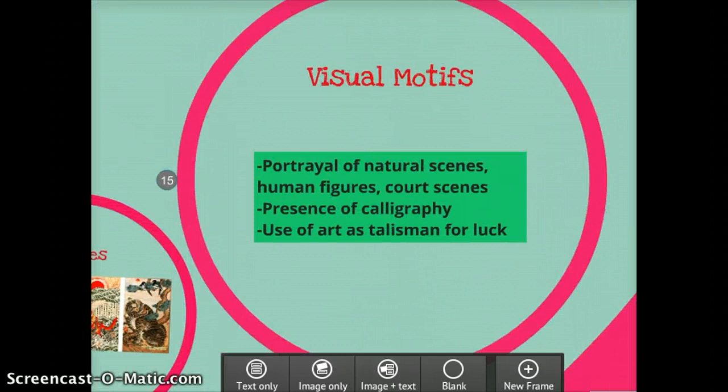So for visual motifs, you're going to see a lot of natural scenes, a lot of human figures, a lot of court scenes, again, just to bring emphasis to the grandness and the specialness of the court and that lifestyle. You'll see a presence of calligraphy, which you won't really see in other art, so that could be a visual motif that would tell you it was from Asia. You'll see also not exactly a supernatural element, but a belief in things like luck and fate and sending out that sort of energy into the world, and so you'll see some things that speak to that.